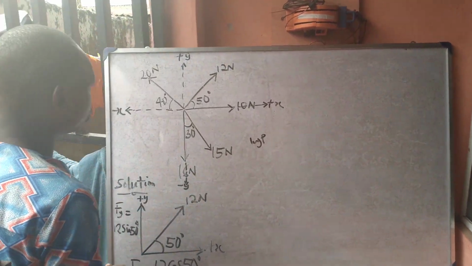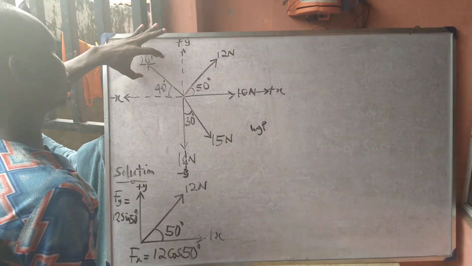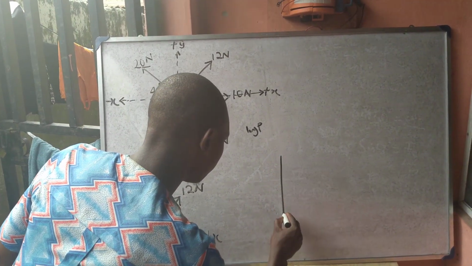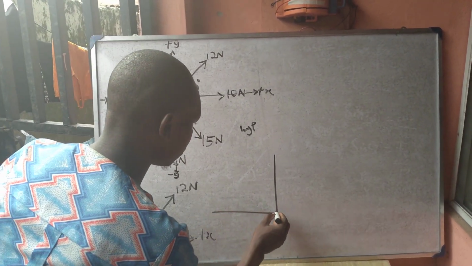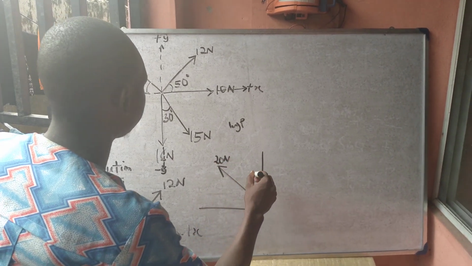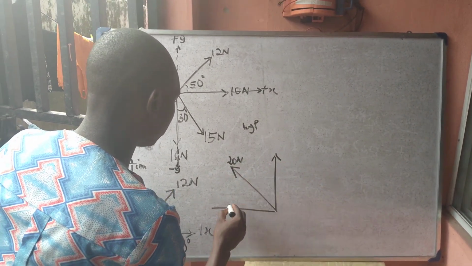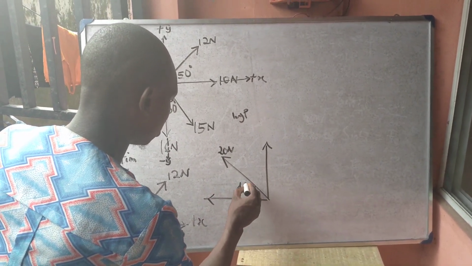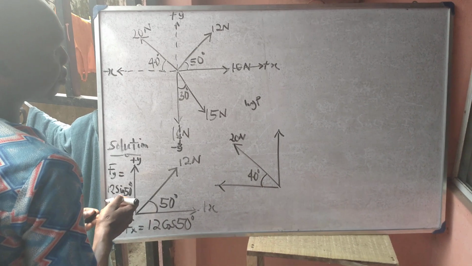Now, the next thing we'll do is to look at the 20 Newton force. The 20 Newton force, you extract it out. Alright. Now, resolving it this way, this is angle 40 degrees to the horizontal.